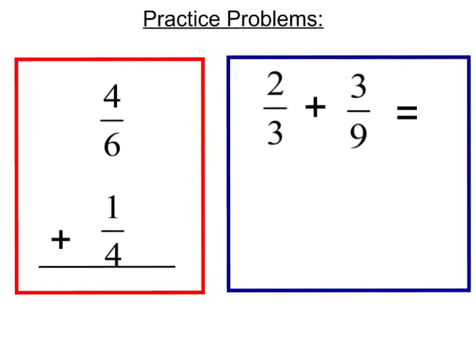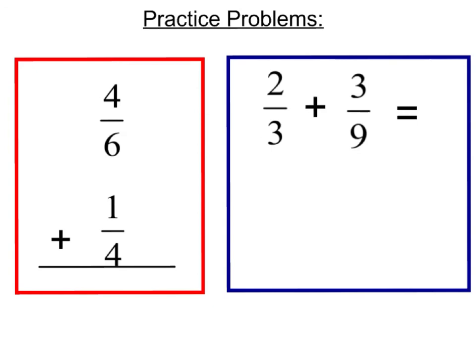Now I only showed you 3 examples of how to add fractions with unlike denominators. If this is still a little confusing for you and you feel like a novice or an apprentice, you may want to rewatch those 3 slides again just to make sure you understand what you're doing. And then I want you to go ahead and add 4/6 plus 1/4. What's the total? And then I want you to try 2/3 plus 3/9 on your own.